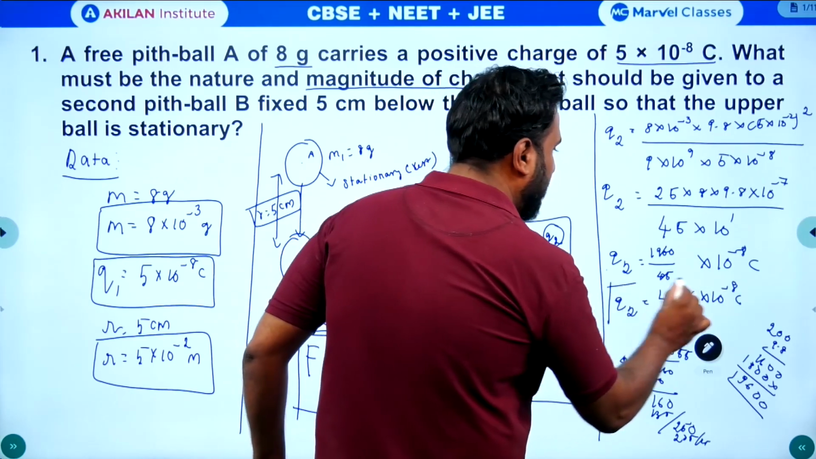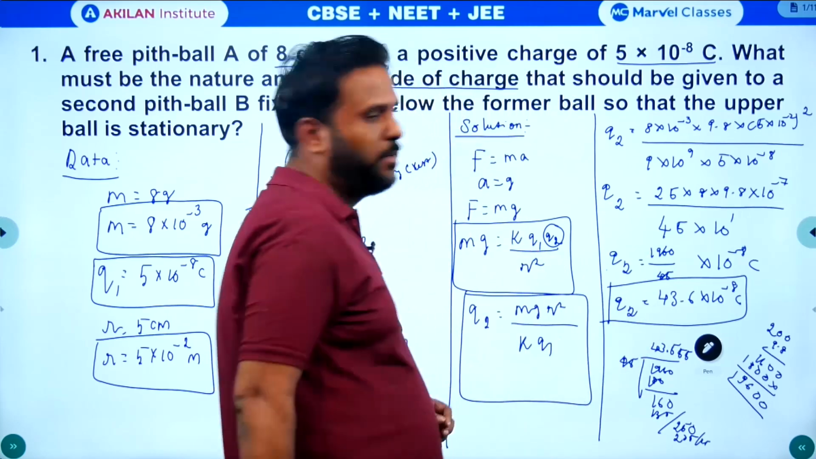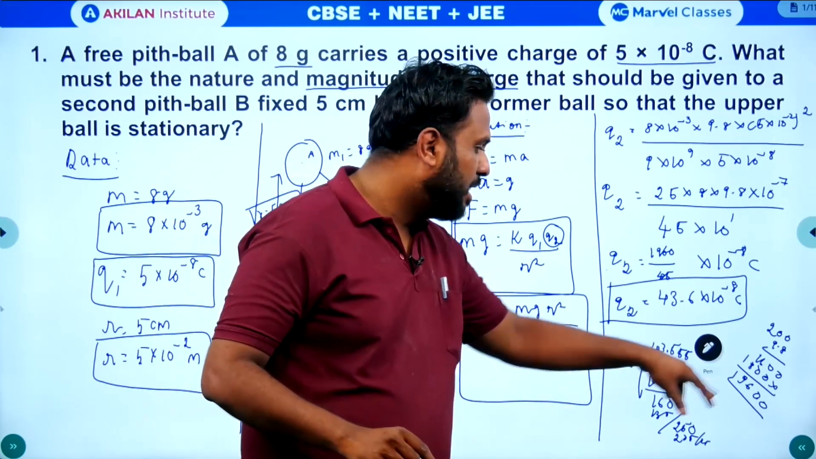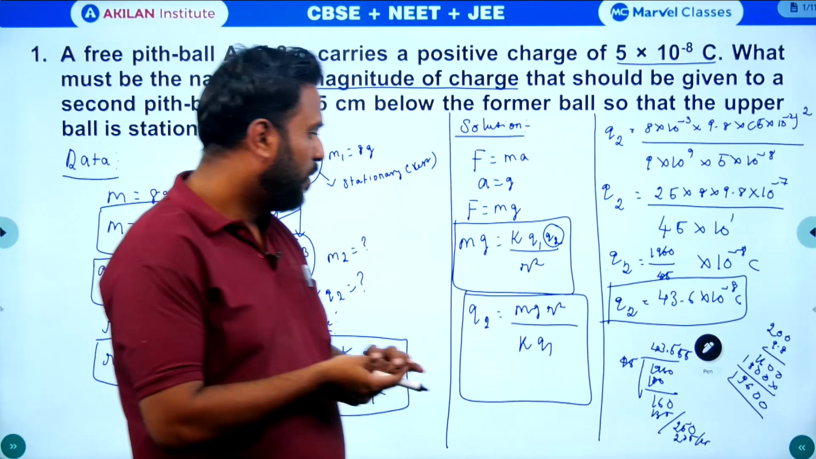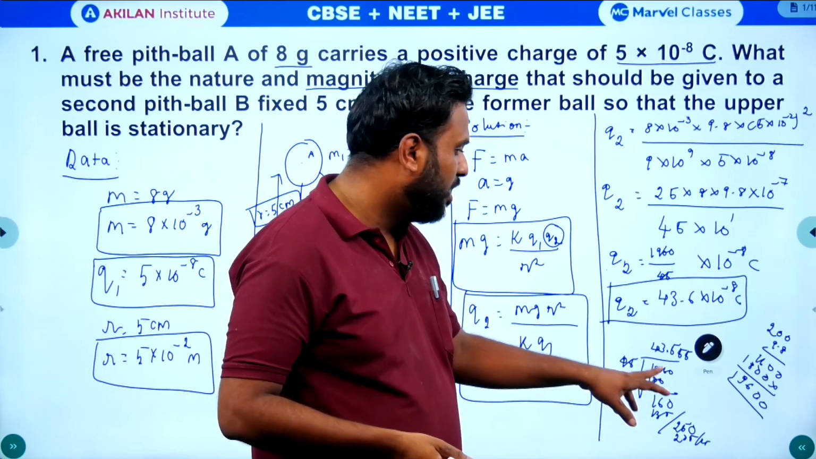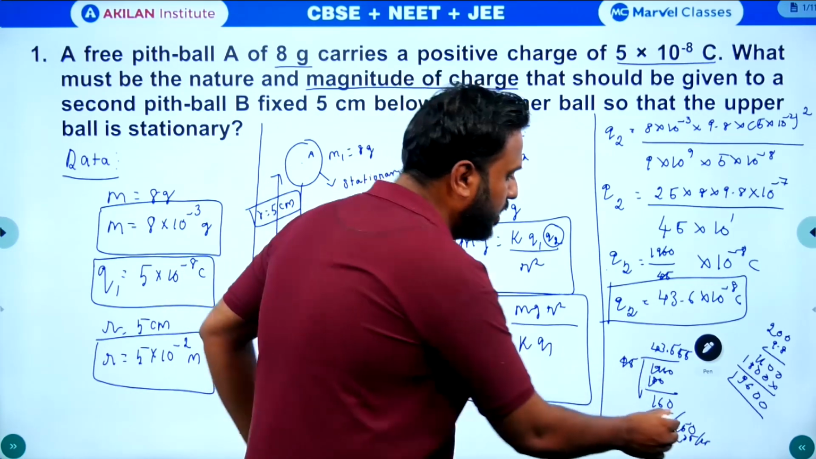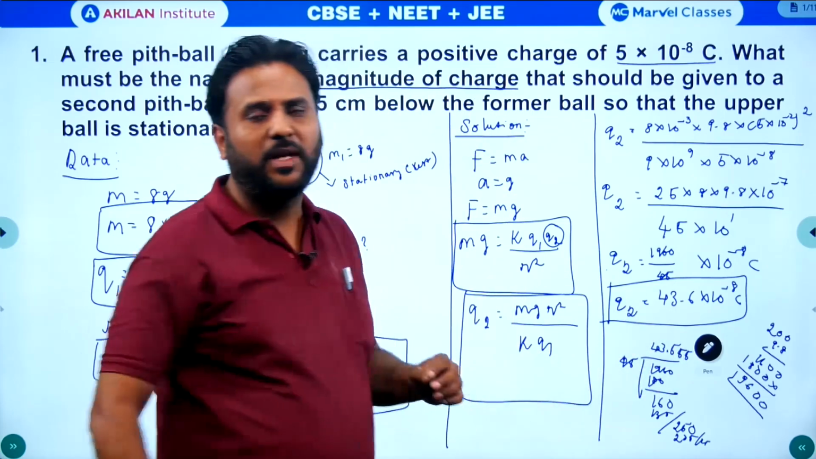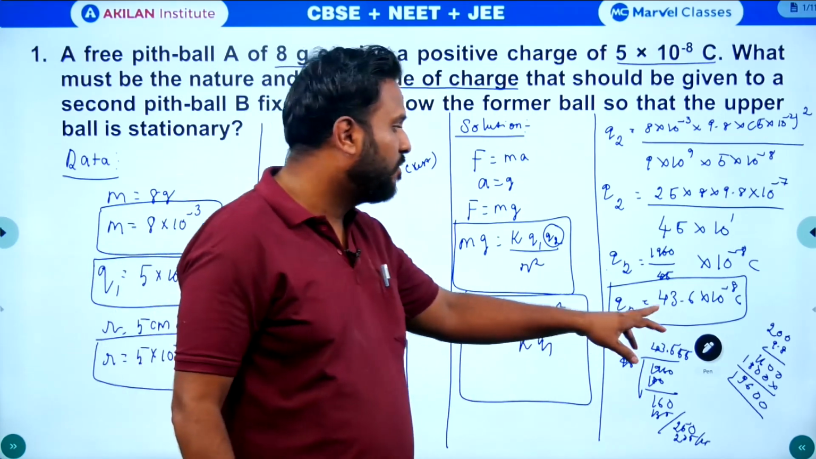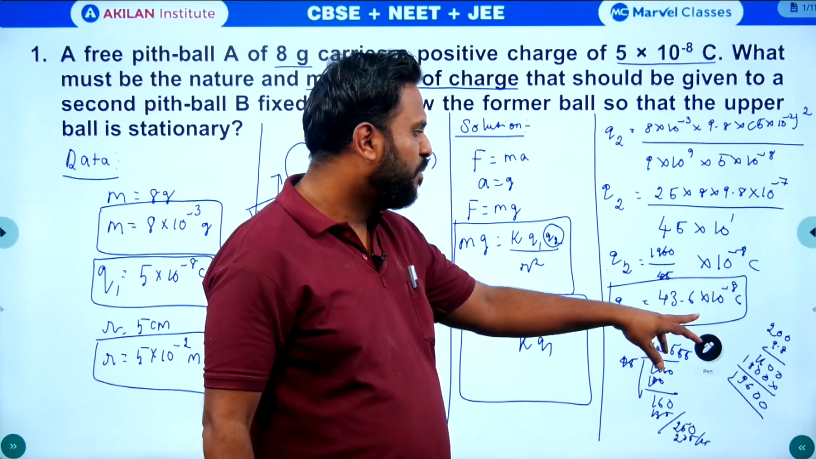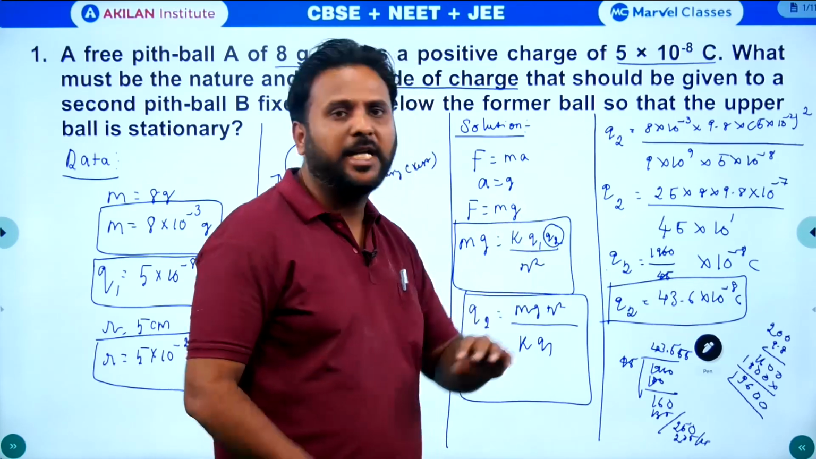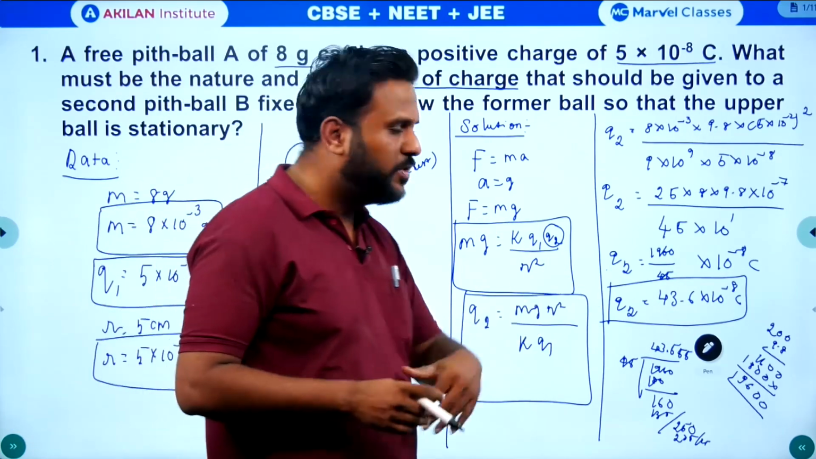So this is the answer of the problem. This is all the mathematical calculation we did here. I'm rounding the value 43.555 as 43.6 into 10 to the power of minus 8 Coulomb. This is charge 2. So this is the solution of this problem.